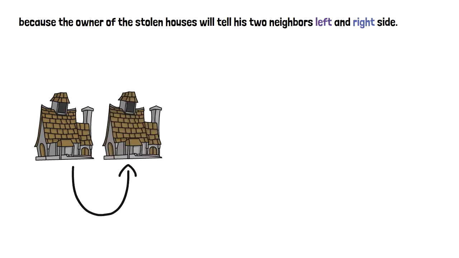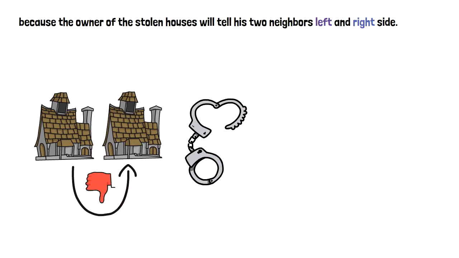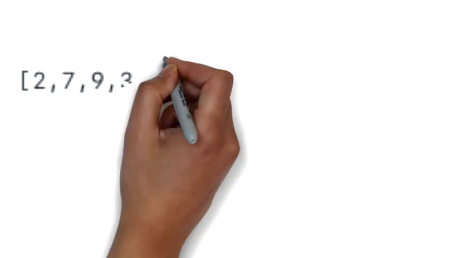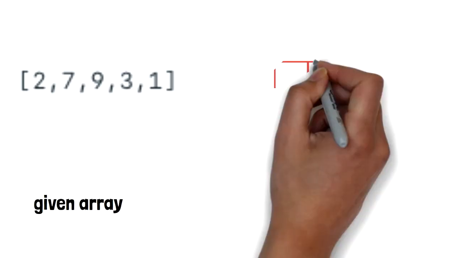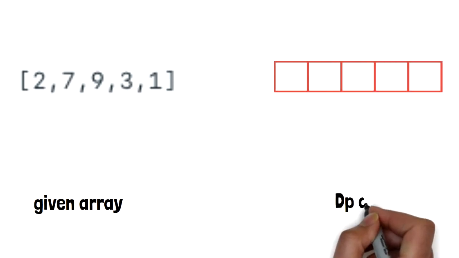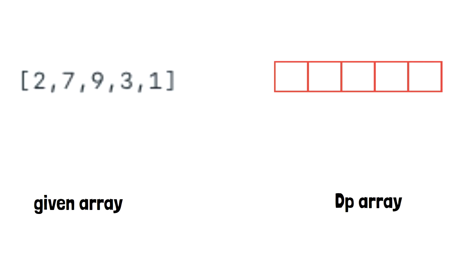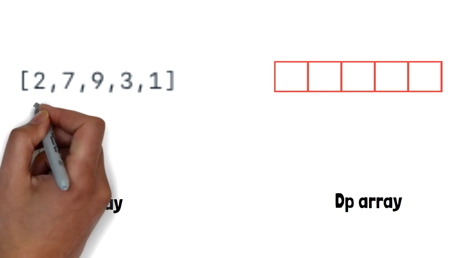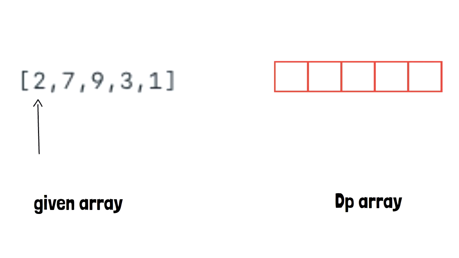There are a lot of ways of doing this question, but today I will use the tabulation method. So let's assume these are the given houses with values 2, 7, 9, 3 and 1. If there was only one house with a value 2 in it, me being a thief, I have to steal from that house only. So in the DP array at index 0, I will put 2.